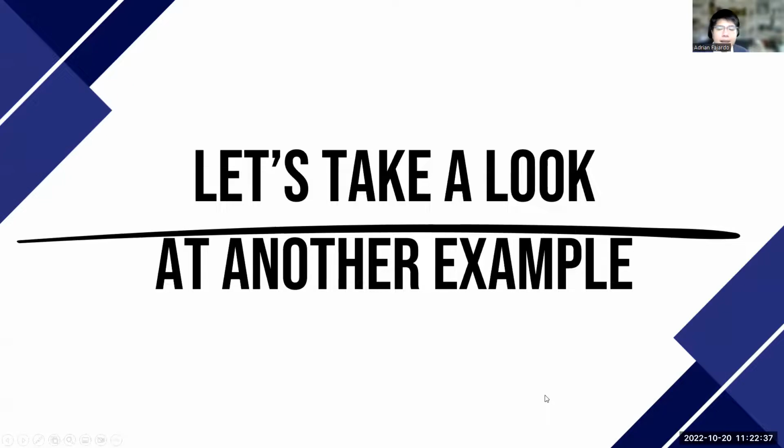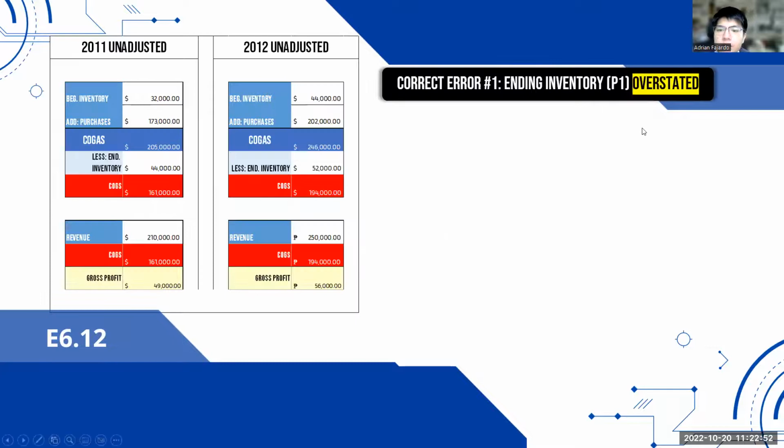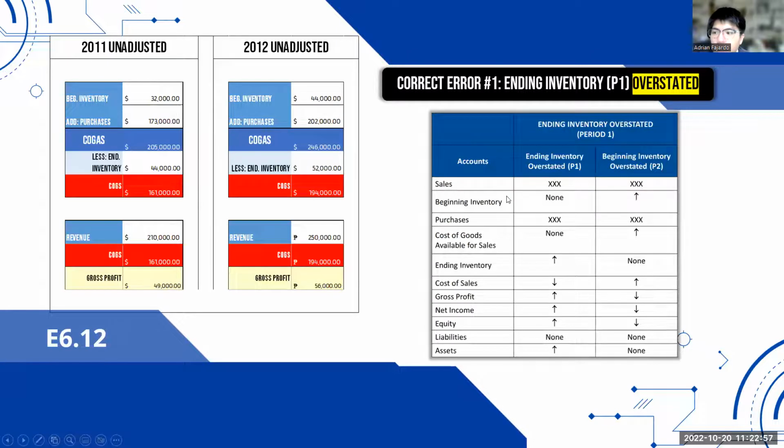Let's take a look at another example. So for this example, mas marami na affected. It not only gave you your cost flow, it also gave you your income statement. So now, mas marami yung affected, pero we still use the same framework. Number 1, nagkaroon naman ng ending inventory overstatement. So we minus 5,000 in ending inventory, we add 5,000 in COGS, and then we subtract 5,000 in gross profit.